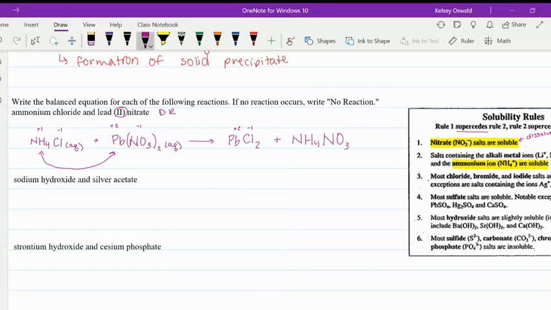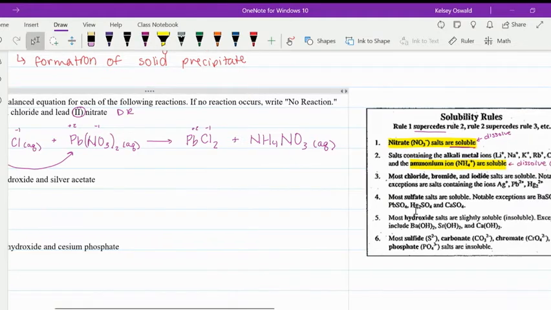We need to decide which one of these products, if either, will be insoluble or will form a solid and will have a reaction occur. So we already talked about, when looking at our reactants, that anything with nitrate is soluble. So if we have that NH4NO3, that is going to be soluble, or dissolved in water, and that's going to be an aqueous solution.